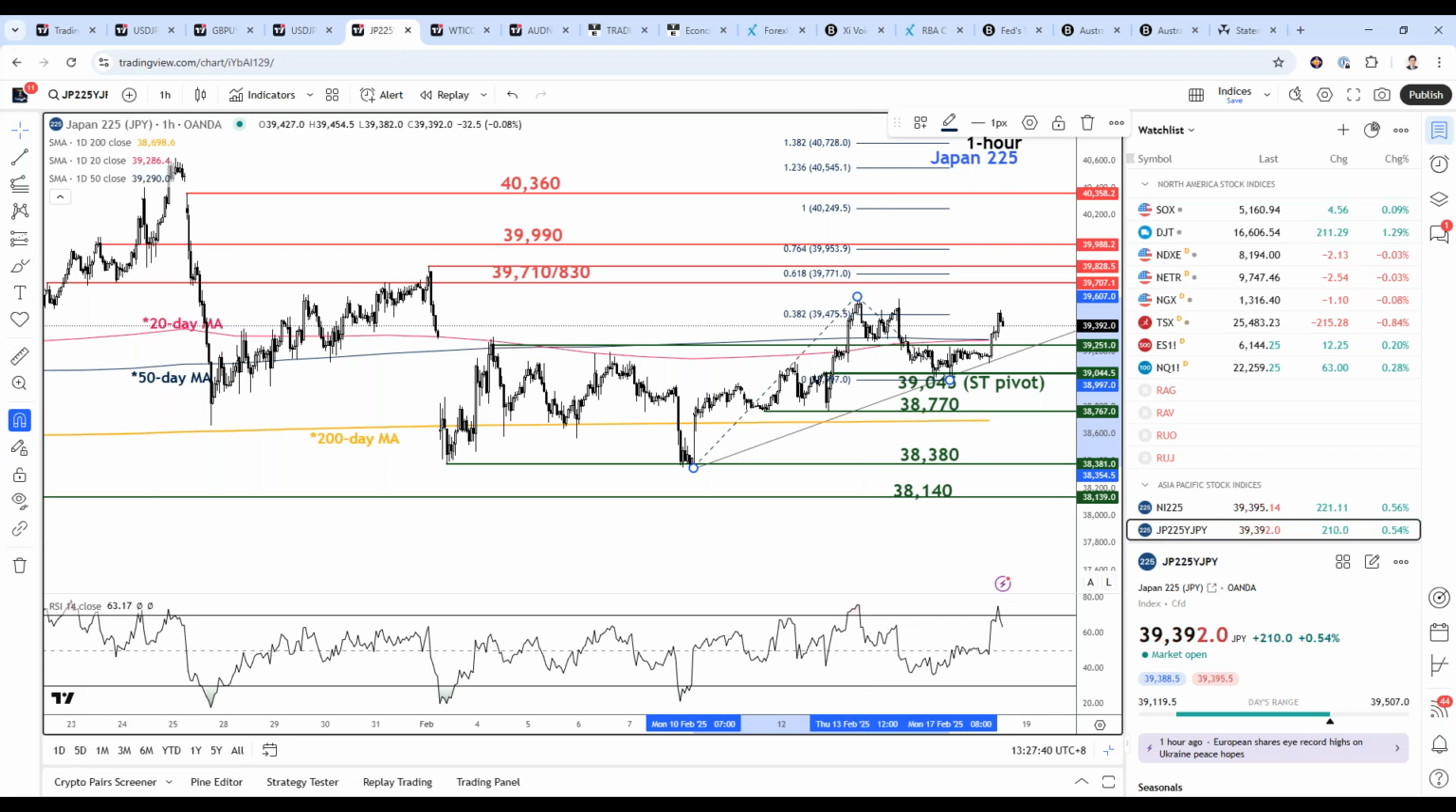Only an hourly close below 39,045 will invalidate today's intraday bullish bias to see another choppy decline move back towards the lower limit of the medium-term sideways complex range configuration in the first step, exposing the next near-term support level at 38,770, which corresponds close to the 200-day moving average. A breakdown below 38,770 sees the minor swing low area of 3rd of February and 7th of February coming in as the next near-term support level at 38,380. All right, so that sums up the intraday technical outlook for the Japan 225.